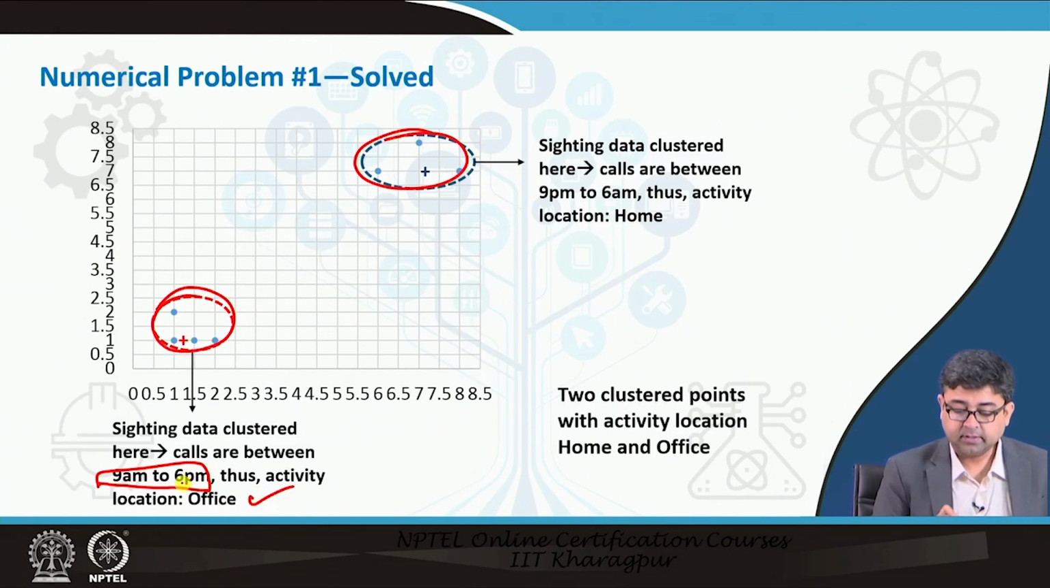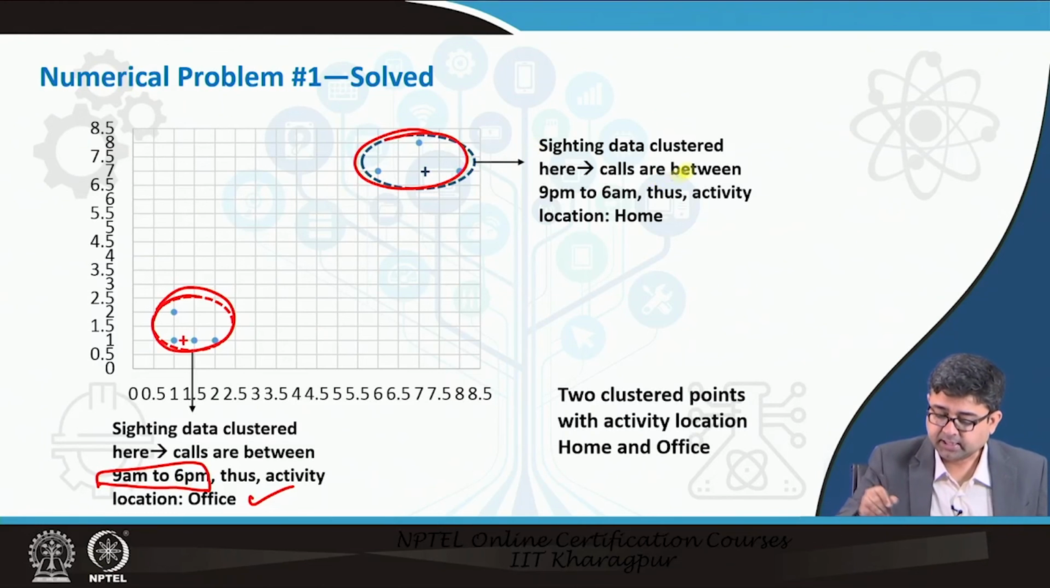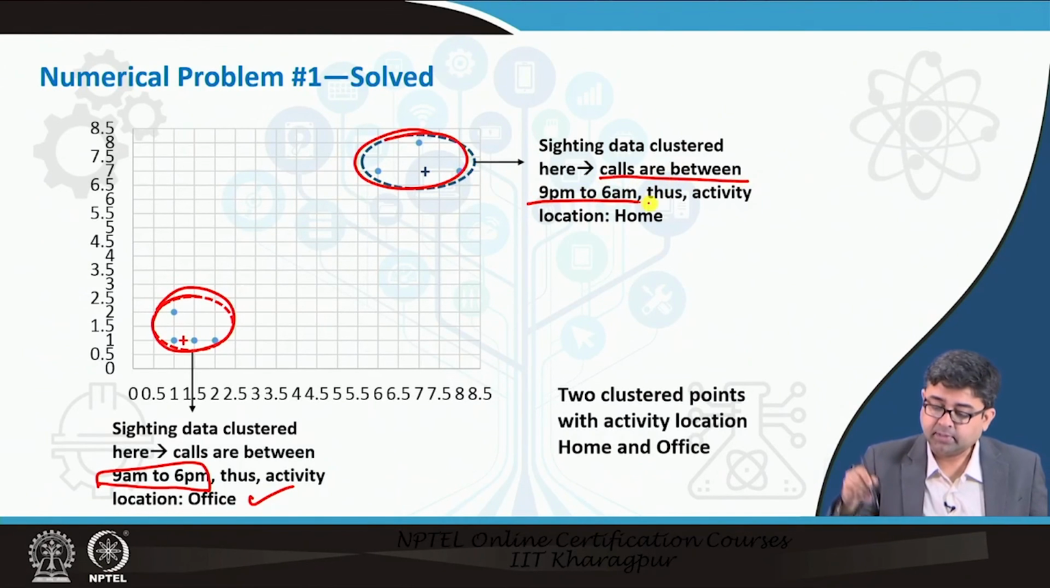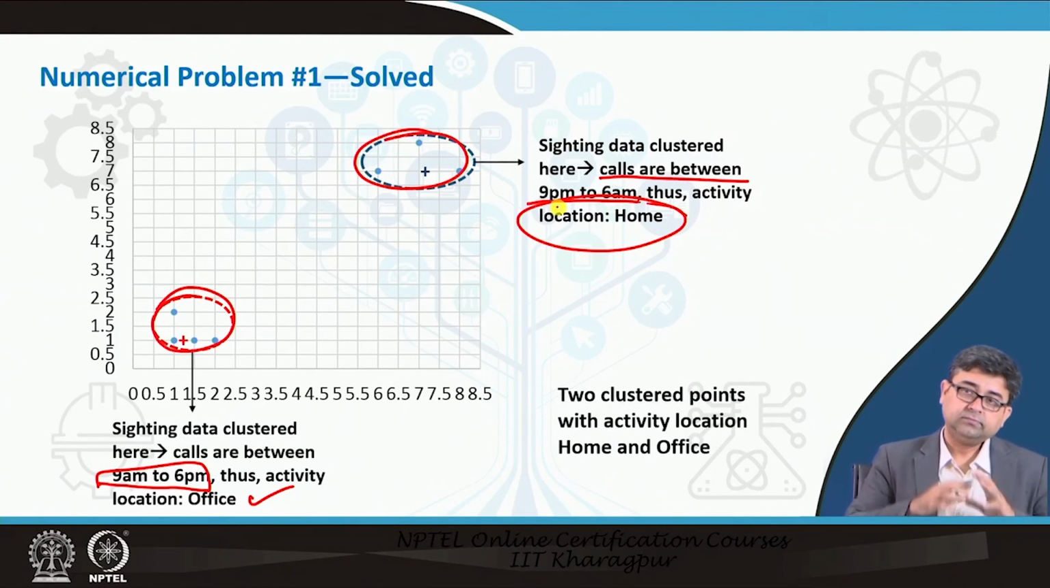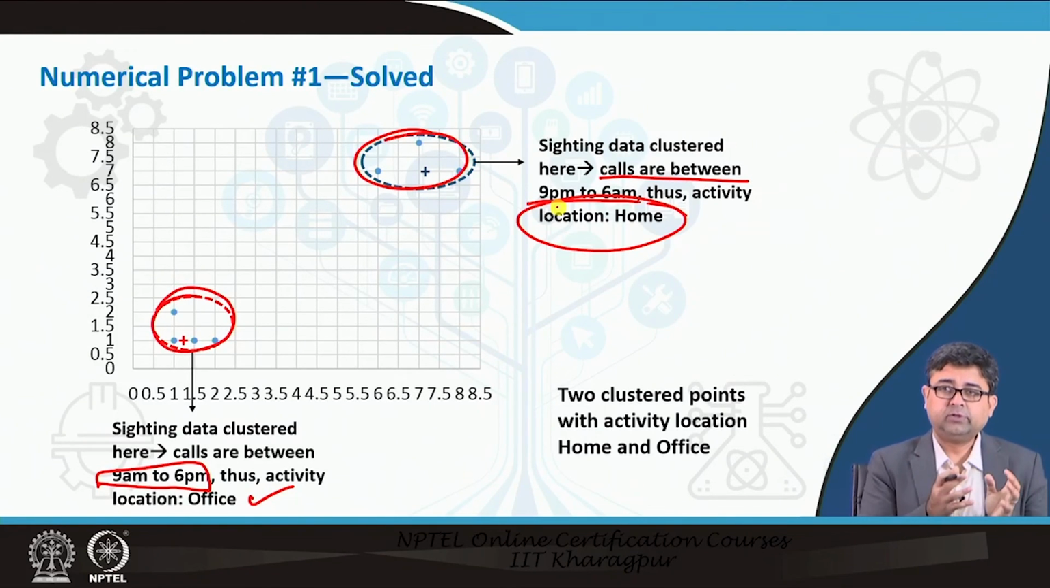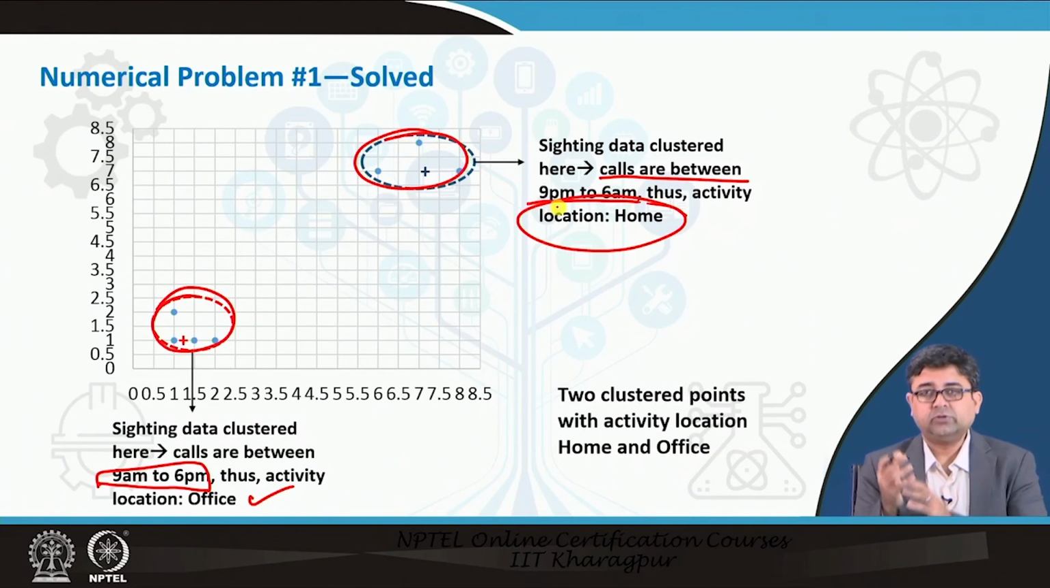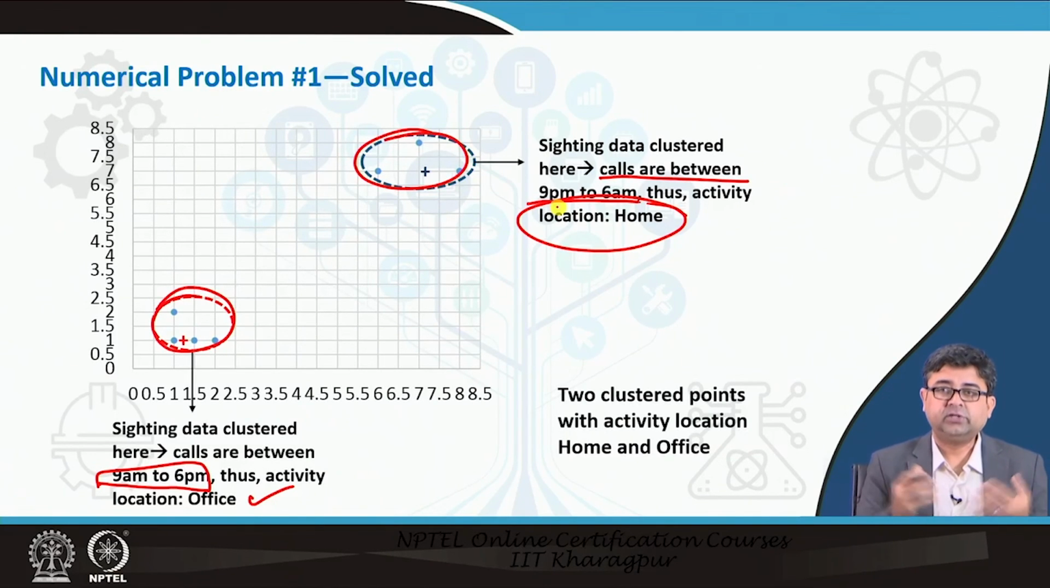Because these calls in this cluster came from 9 a.m. to 6 p.m., this could be an office location, and in this cluster all the calls came between 9 p.m. and 6 a.m., and hence this could be the home cluster. So, you see, based on just the cell phone data records of that one ID, you have been able to decide that ID's possible home location and possible office location, and then you can further use mobile phone sighting data to find out the speed at which maybe this ID is traveling between these 2.